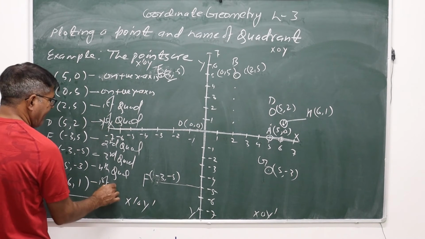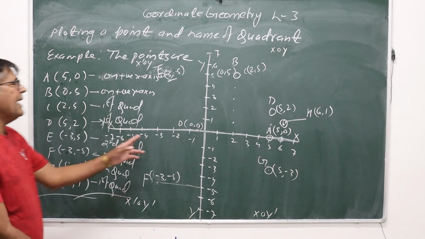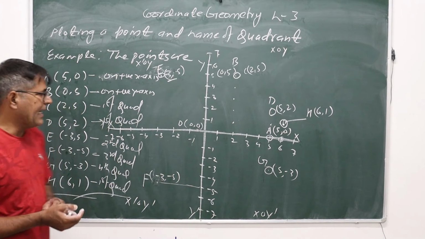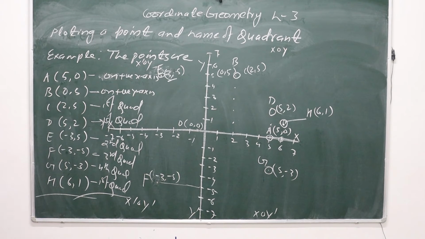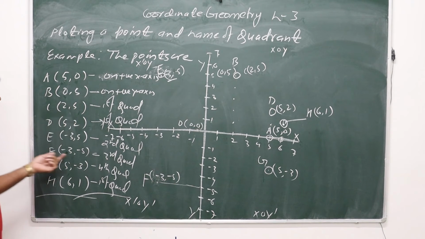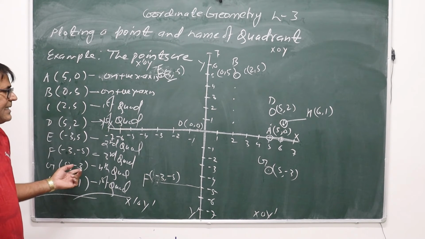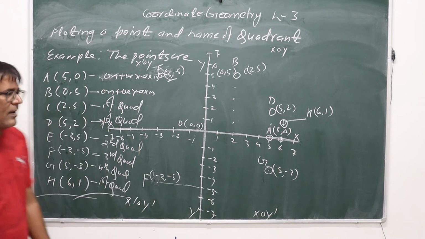So in this way, we can plot the given points on graph paper and we can define their position, whether they are lying in the first, second, third or fourth quadrant, or on the positive x-axis, negative x-axis, positive y-axis or negative y-axis. The most important thing: if both the coordinates are positive and numerical, first quadrant. If the first coordinate is negative and the second is positive, second quadrant. If both the coordinates are negative, then it lies in the third quadrant. If the first is positive and the second is negative, then it lies in the fourth quadrant.